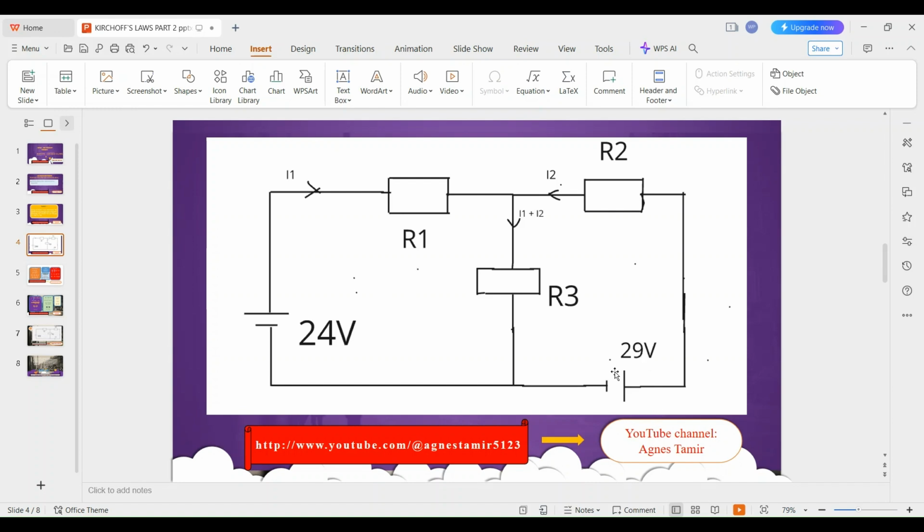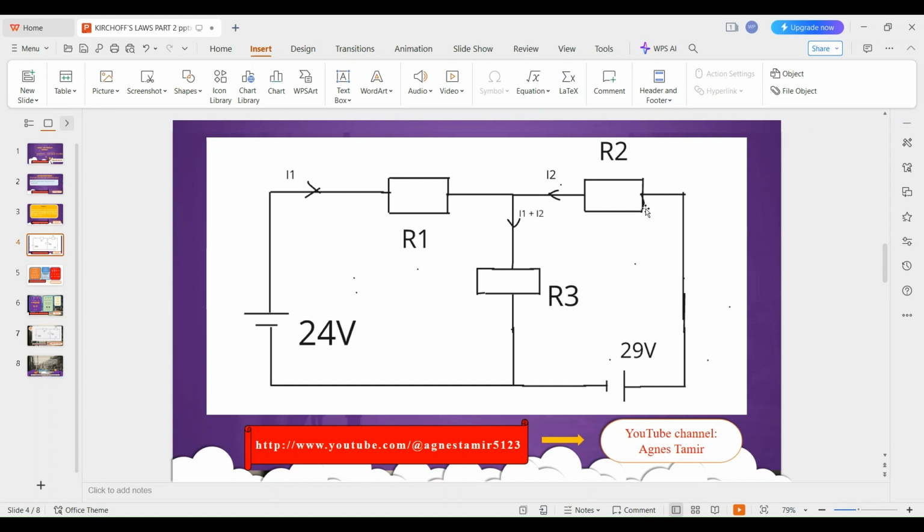For this other side, we can see that current is flowing in an anti-clockwise direction. Remember, we have said that current flows from positive to negative. Therefore, this is our positive and it is going in this direction. So our current will flow in an anti-clockwise direction, that is from our supply voltage 2 to R2 to R3 and back to the supply.